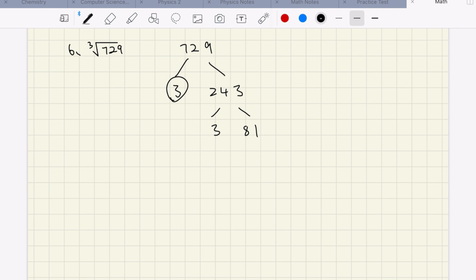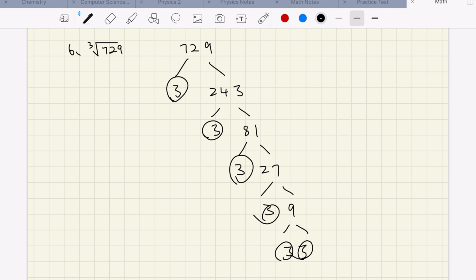And circle this, remember to circle it. 3 times 27, 3 times 9, and 3 times 3. So now we have 6 3s, divide that into 3 groups, you get 3 times 3 as a group, and you have 3 groups of this, so that means 9 cubed will equal 729, which means the cube root of 729 is going to be 9.